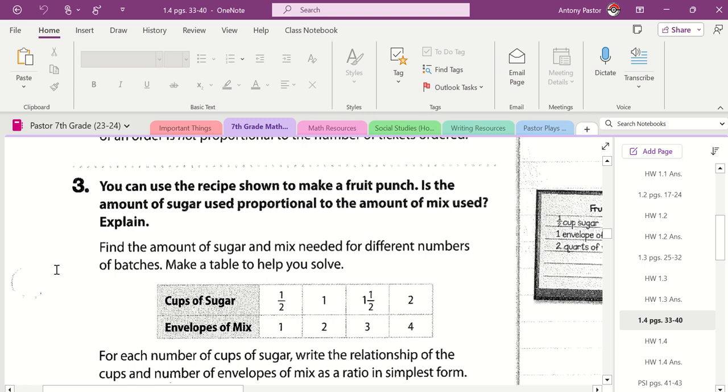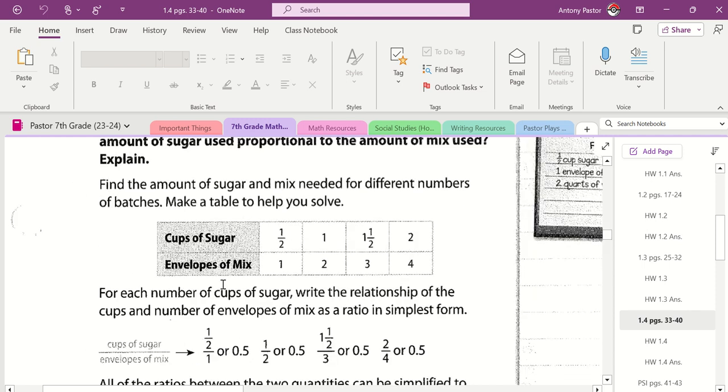You can use the recipe shown to make a fruit punch. Is the amount of sugar used proportional to the amount of mix used? Explain. Find the amount of sugar and mix needed for every number of batches. Make a table to help you solve. So it's saying that for each half cup of sugar, you're going to use 1 envelope of mix.